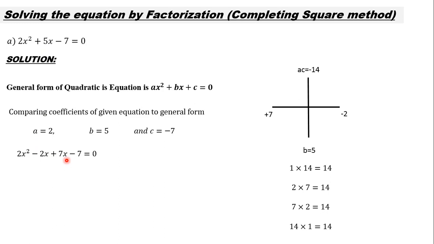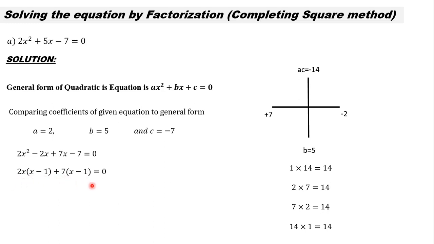Now make a pair of these two and a pair of these two, and take whatever is common in the first pair. It is 2x. If I take 2x common, I will be left with x minus 1 in the first pair. Plus 7 is common in the second pair, and I'm going to be left with x minus 1. Now we again have two terms: 2x into x minus 1, and 7 into x minus 1.